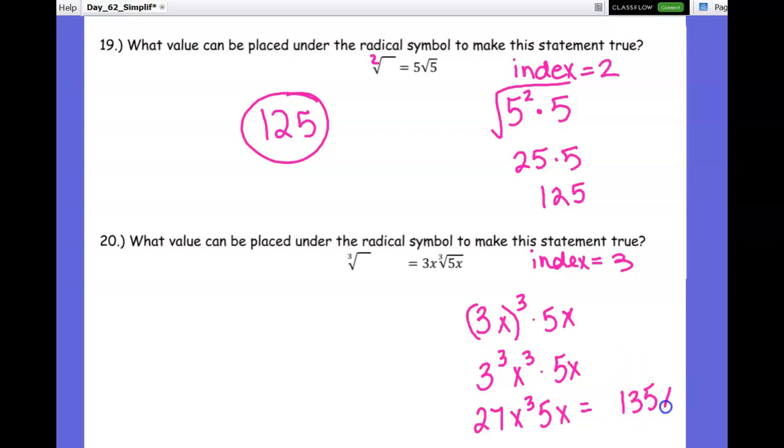And our x would be to the 4th power, because remember, with the property of exponents, when you multiply and you have the same base, you add the exponents. So that's how we get 135 x to the 4th.